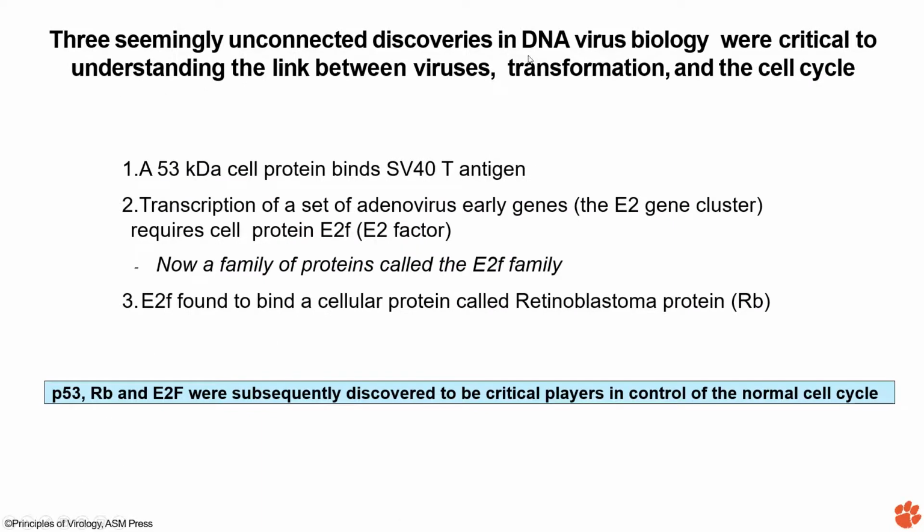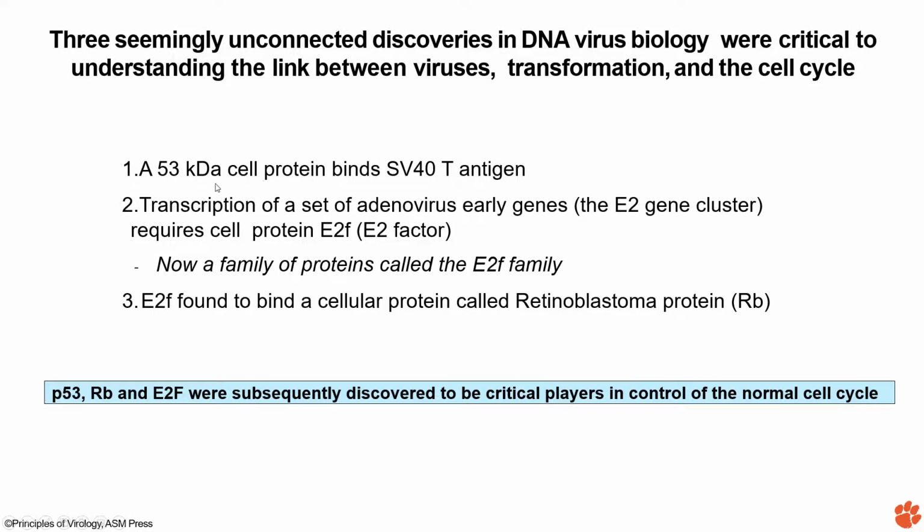So 3 seemingly unconnected discoveries that we are talking about, and understanding the link between the virus's transformation and the cell cycle. So a 53 kilodalton protein binds to the SV40 T antigen. And then there's another entirely different event. Transcription of a set of adenovirus early genes, the E2 gene cluster, requires a cell protein, E2F, the E2 factor. Now a family of proteins called the E2F family. And the E2F was found to bind a cellular protein called the retinoblastoma or RB. All different ones. And this is the most interesting part.